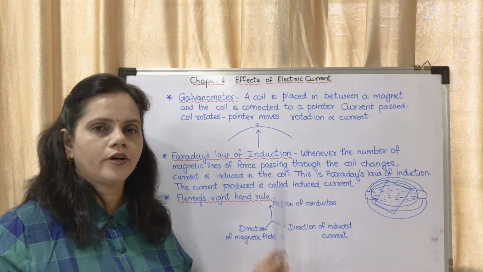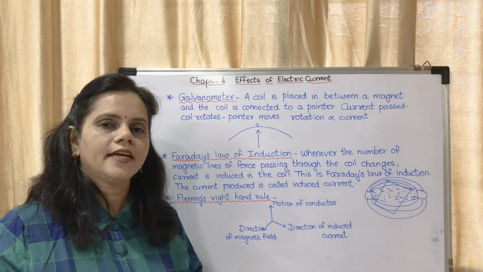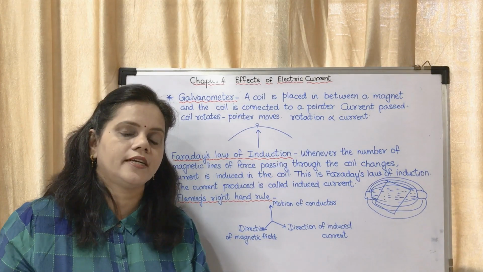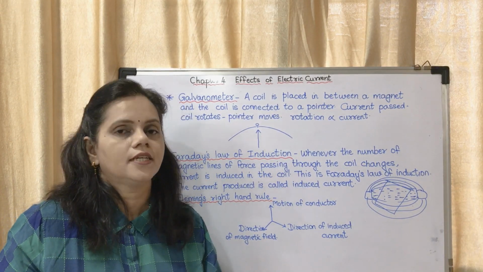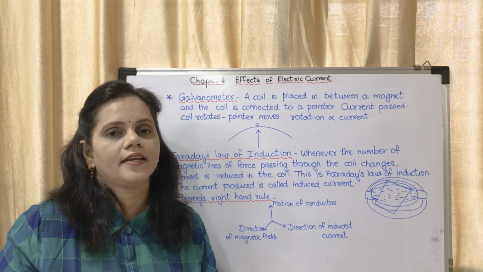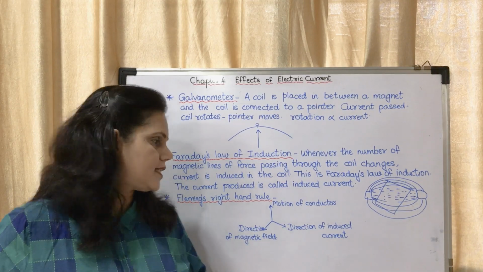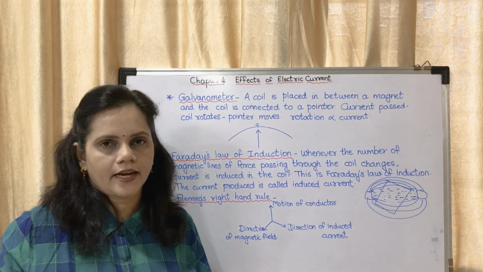This is a very important question. The current produced is called induced current. I told you it is said to be induced current. The word induced is very, very important when you write these laws. Now the next is Fleming's right hand rule.